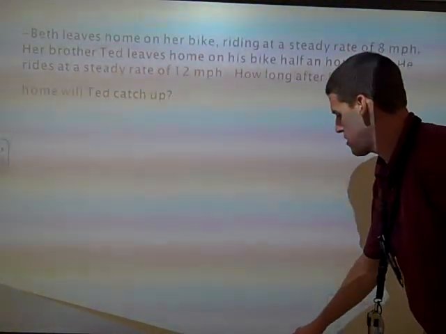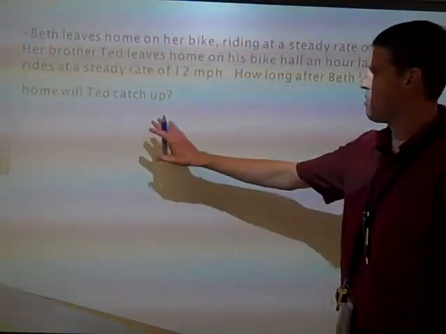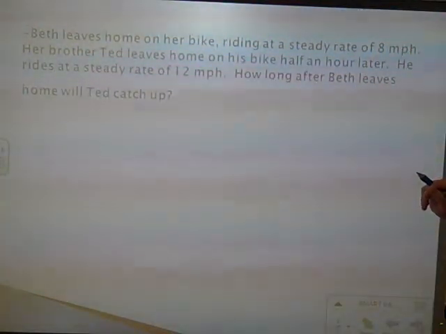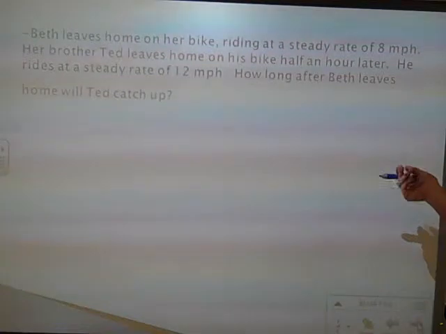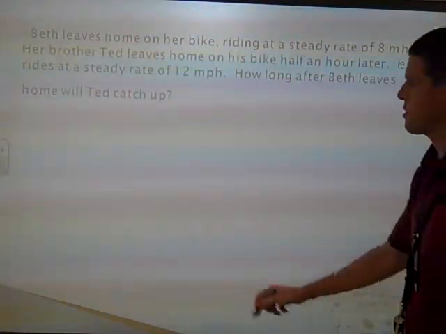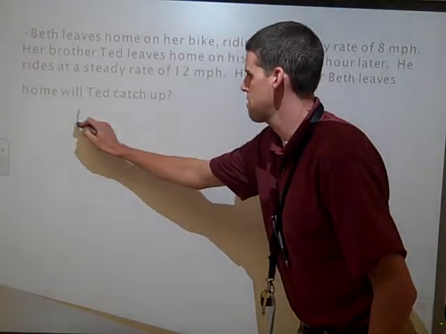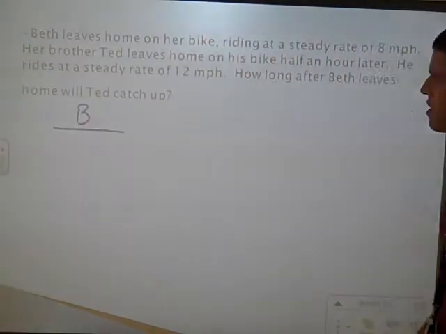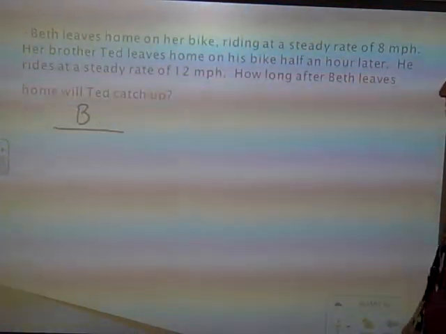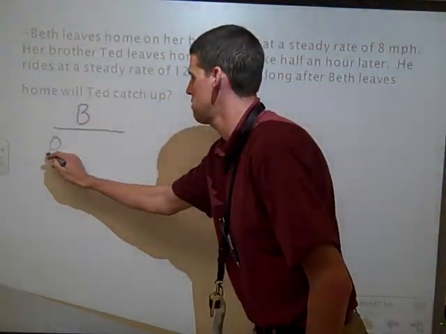So the way to do these is I'm going to have information about Beth on one side, and information about Ted on the other side. Once he catches up to her, they will have traveled the same amount of distance. So let's put a B over here for Beth. That's going to be Beth's information. We know that Beth leaves home on her bike riding at a steady rate of 8 miles per hour. Let's put an 8 there.